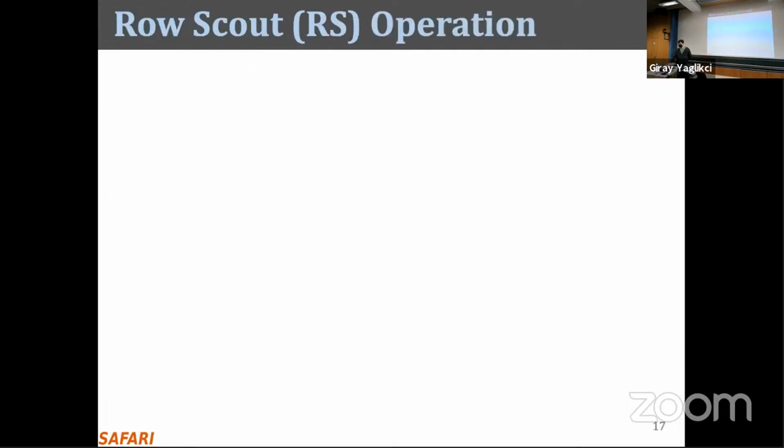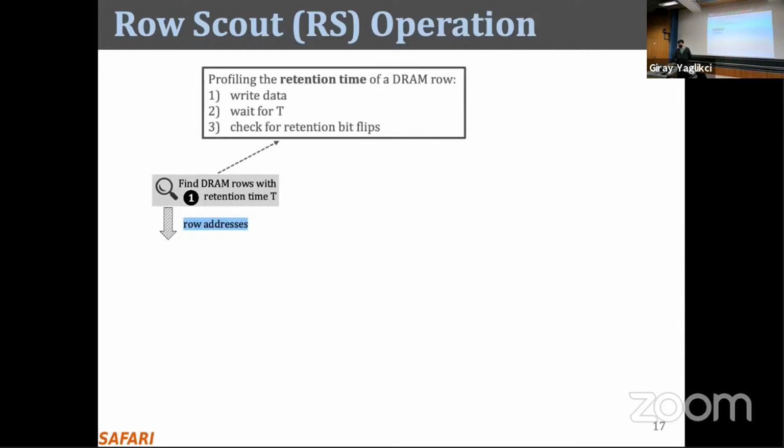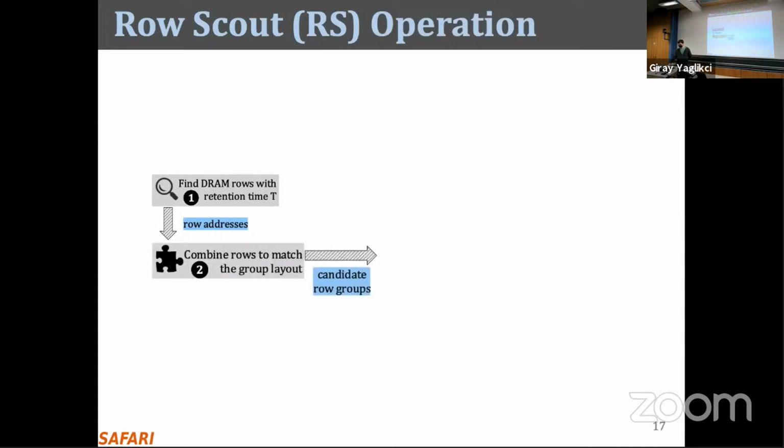I will now explain the Row Scout operation using a flowchart. First, Row Scout searches for DRAM rows that have retention time T. Row Scout profiles the retention time of a DRAM row by simply initializing a row with a known data pattern, such as all ones, and measuring for how long the row correctly retains its data without being refreshed for the time interval T. Step 1 outputs addresses of rows with retention time T, which is initially set to a small value, for example, 100 milliseconds, with the aim to minimize how long UTR experiments take. This is because the time that UTR experiments take largely depends on the retention times of the rows that Row Scout finds.